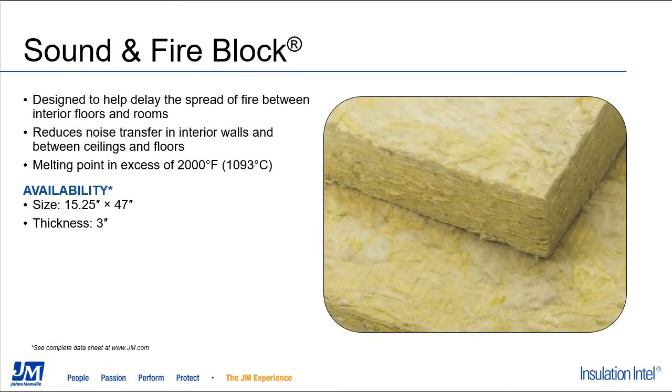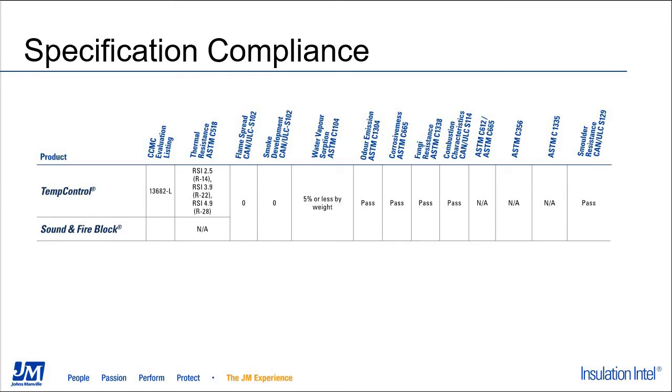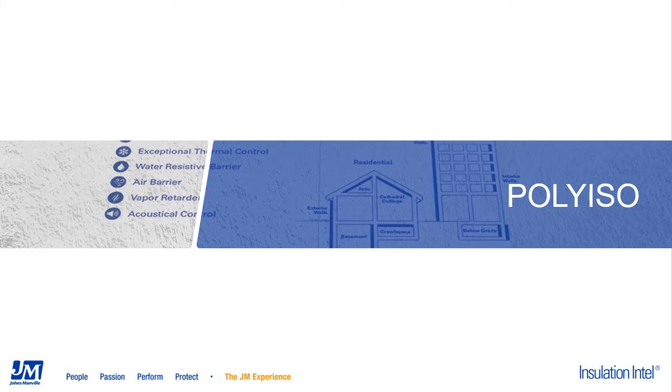And Sound and Fire Block is our residential version, if you will, of our SAFB product. So this is going in between interior partition walls and in between your floors and ceilings of a residential construction. And again, specification compliance, we have all of the relevant testing that you would need. And so lastly, in my piece, I will cover our polyiso board insulation.